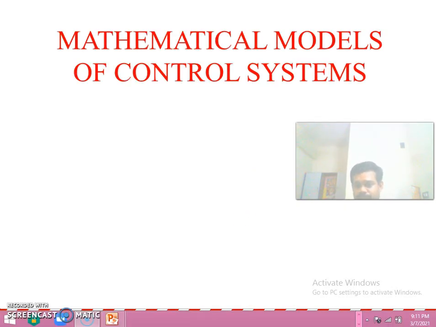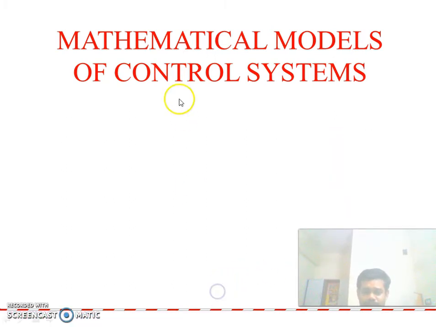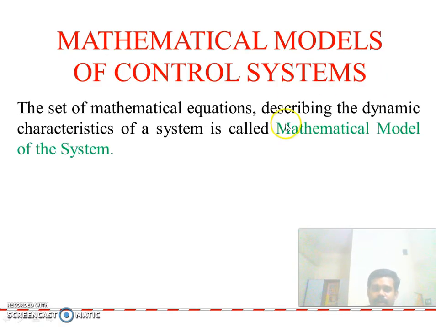Now we are going directly into the topic, mathematical models of control systems. In control systems we use mathematical models. I have already explained what a mathematical model is: a set of differential equations describing the dynamic characteristics of a system. Mathematical equation here means differential equations, which describe the dynamic characteristics of the system.